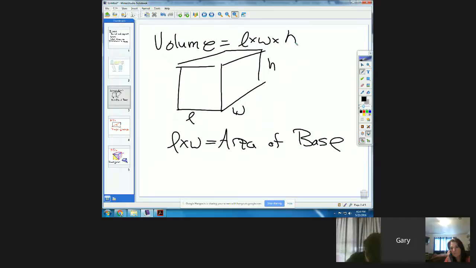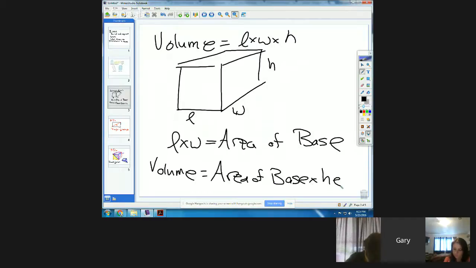But if we break off that length times width and say, hey, that's just the area of the base, then we can also view volume as the area of a base times the height perpendicular to that. And that's important. The base and height have to be perpendicular for this to work.